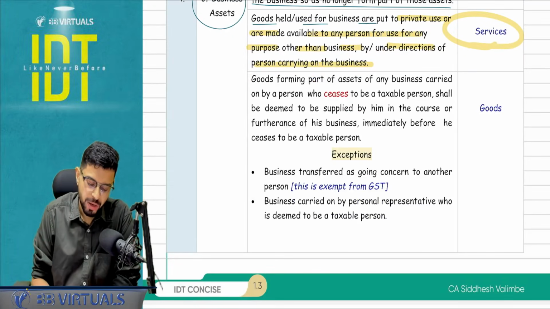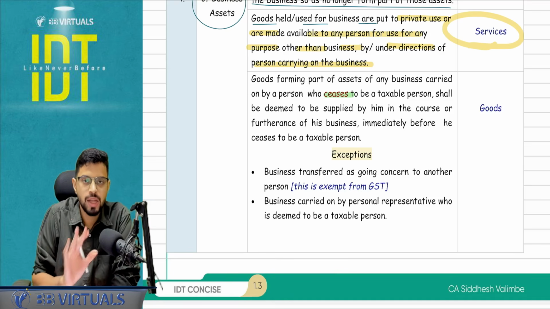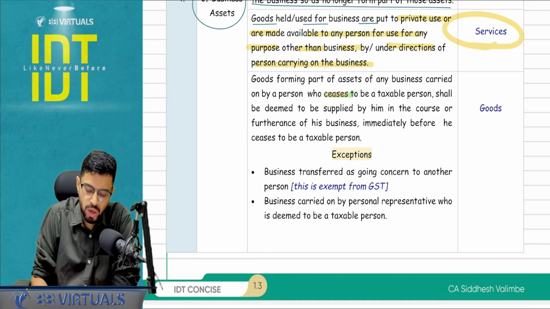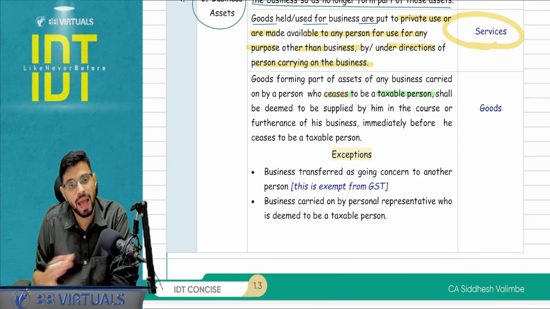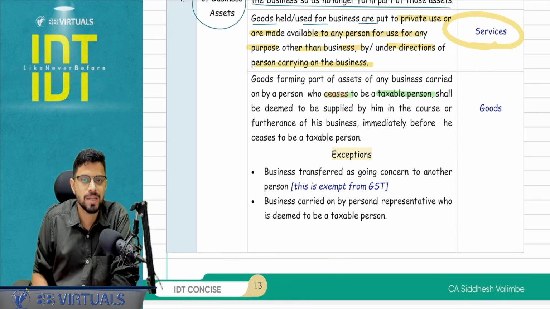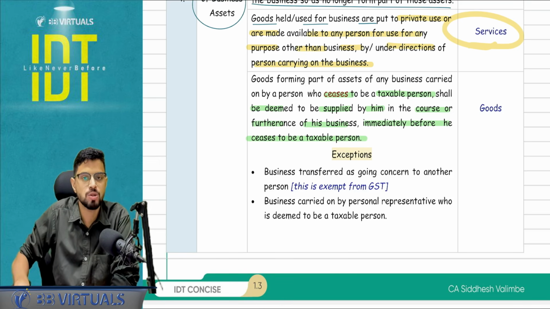Goods forming part of assets of any business carried on by any person who is ceasing. Ceasing means he is no more a taxable person. So my liability to GST registration has gone. My sales have decreased. So he shall be deemed to be supplying. The goods shall be deemed to be supplied by him in the course or furtherance of his business immediately before he ceases to be a taxable person.